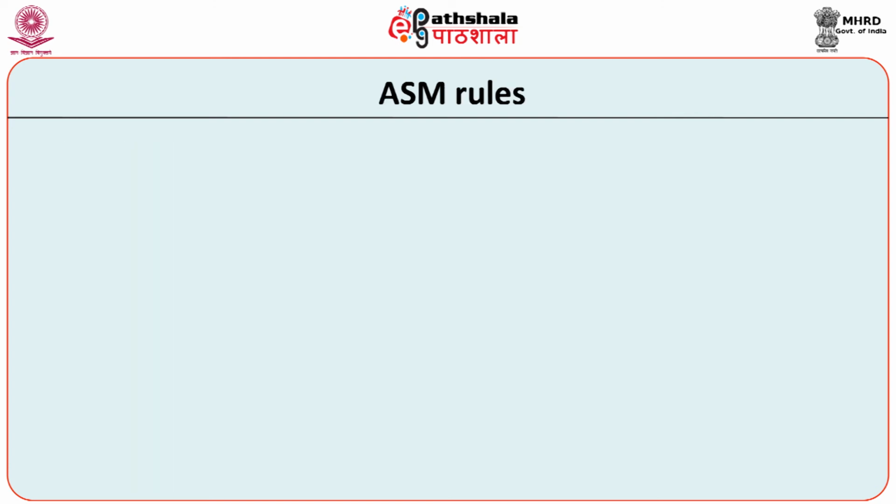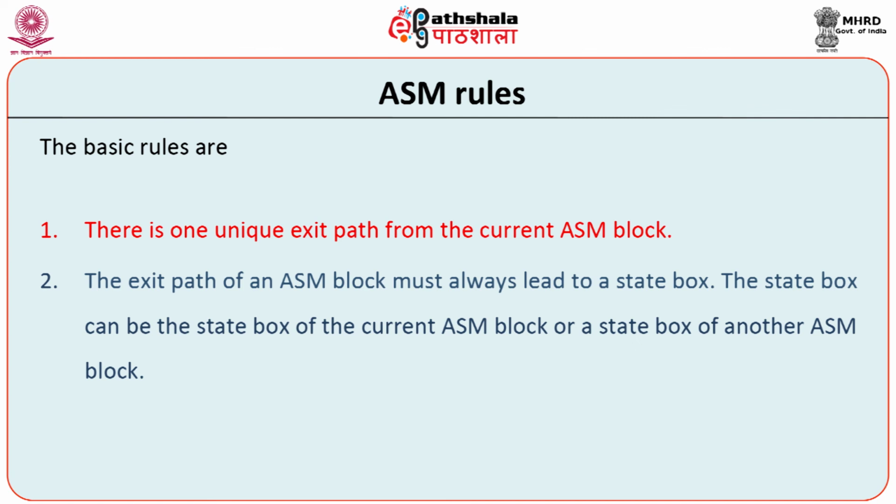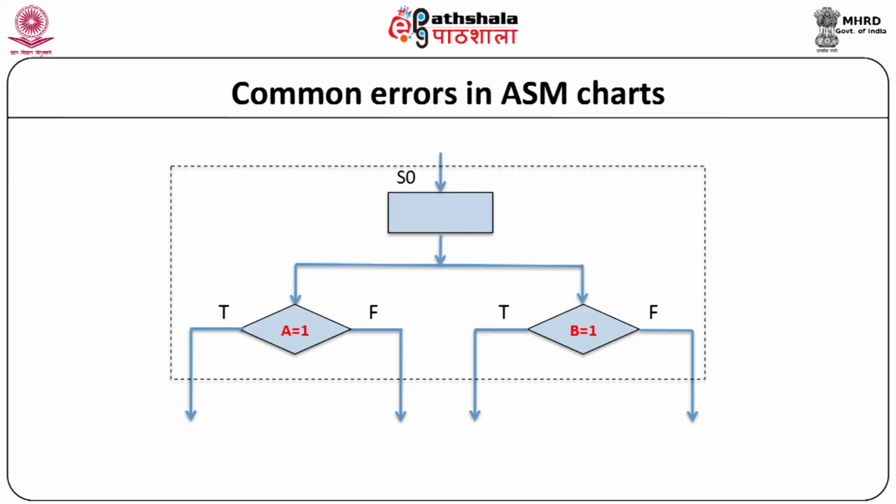Here we shall discuss the basic rules for preparing ASM blocks. First, for a given input combination, there is a unique exit path from the current ASM block. And second, the exit path of an ASM block must always lead to a state box. The state box can be the state box of the current ASM block or a state box of another ASM block. Now let us discuss some of the common errors in ASM charts.